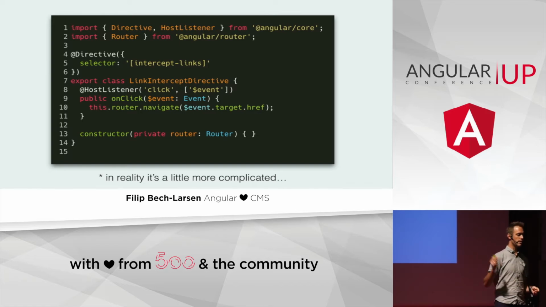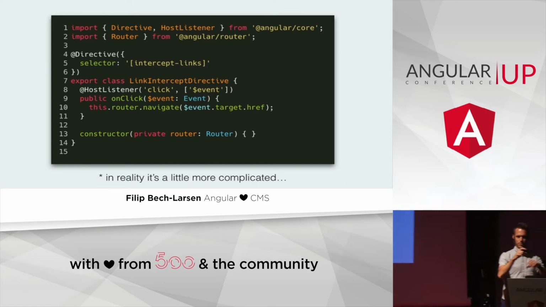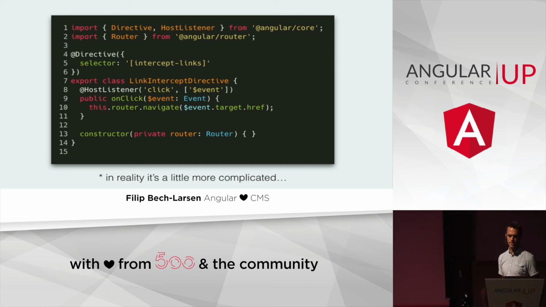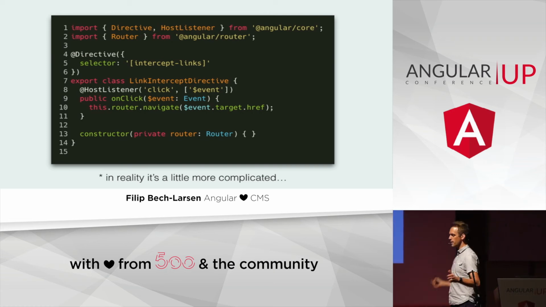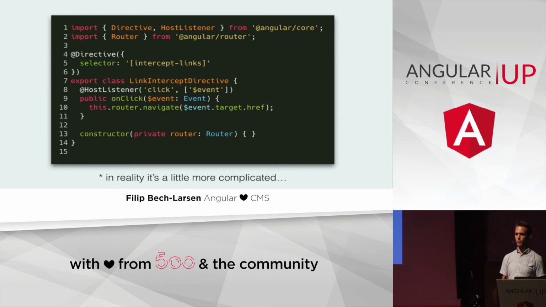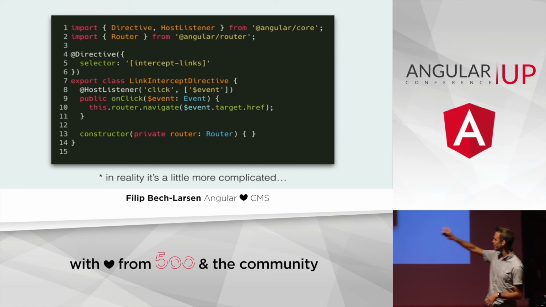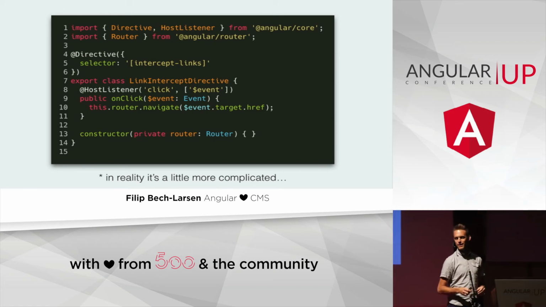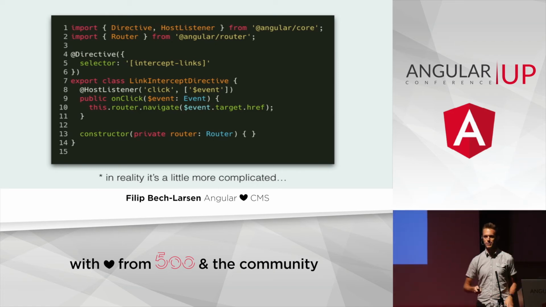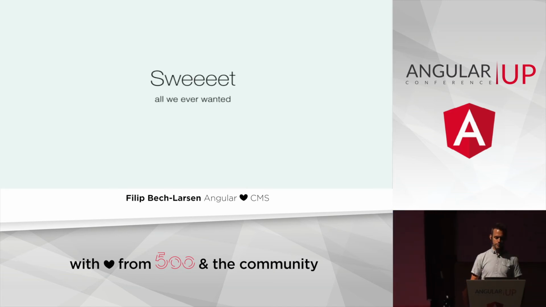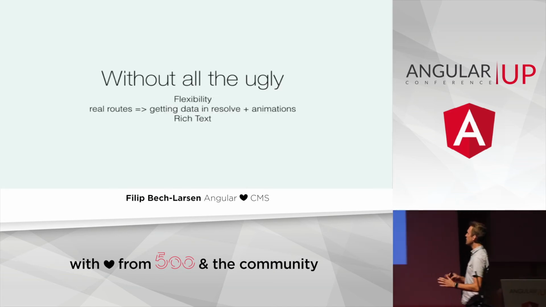So I made a very simple link interceptor directive that I can just put on. Anytime I do inner HTML equals some content that's from a CMS, I put this directive on it, and it works. So there's a star here, because it is actually a little bit more complicated than that. What if you click a div inside of an A tag? Then there's no href on the div, and that would be the target and stuff. But for the sake of presenting it, this is how it's done. There will be a link on the very last slide to an actual implementation of this. So this is all we ever wanted without all the ugly stuff.